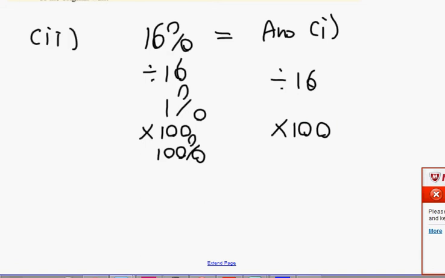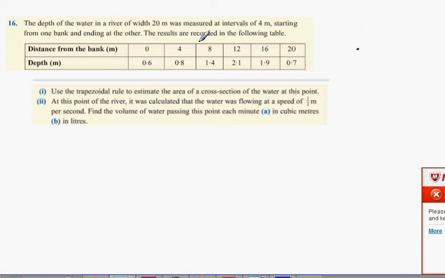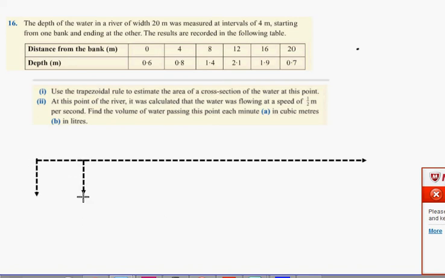Okay? Next part, which is number 16. Now, number 16, okay, the depth of water in a river, 20 meters wide, was measured at intervals of 4 meters, starting from one bank and then at the other. So look, this is the top of the river, and we're going to assume it's a flat line, no waves, okay? And then we're going to have different lines coming down. First one being 0.6, then we have 0.8, then we have 1.4, then we have 2.1, then for 16 we have 1.9, and then for 20 we have 0.7.